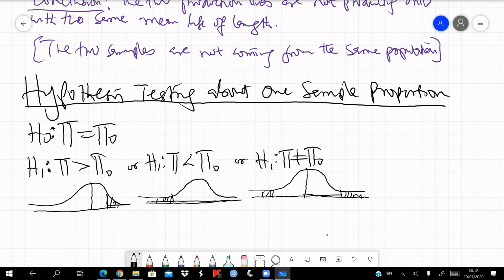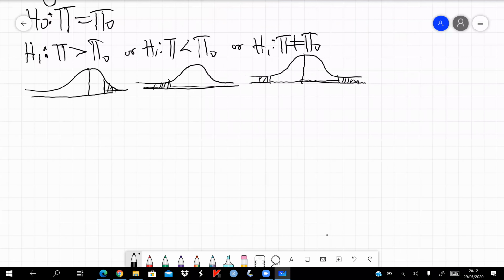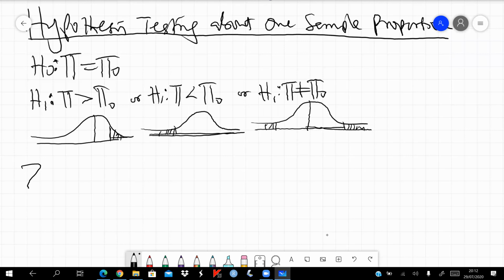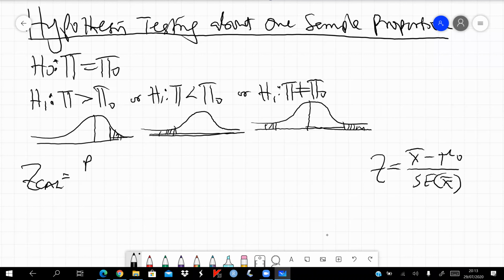Then this is how you calculate your Z statistic, Z calculated. Remember, we're working with X bar minus mu naught over standard error of that. So we're just going to switch the symbols. So this will be P, which is the sample proportion, minus pi naught, which is the hypothetical population proportion, divided by standard error of P.